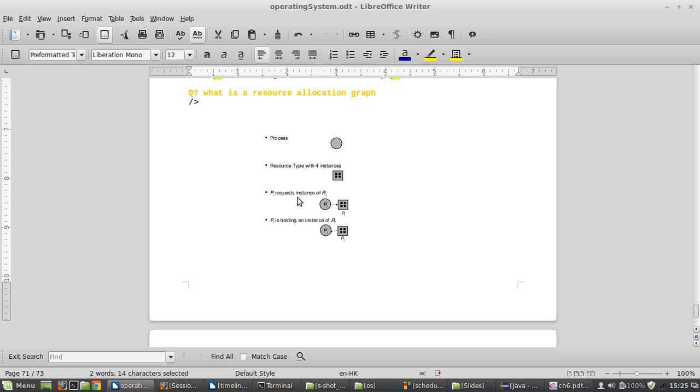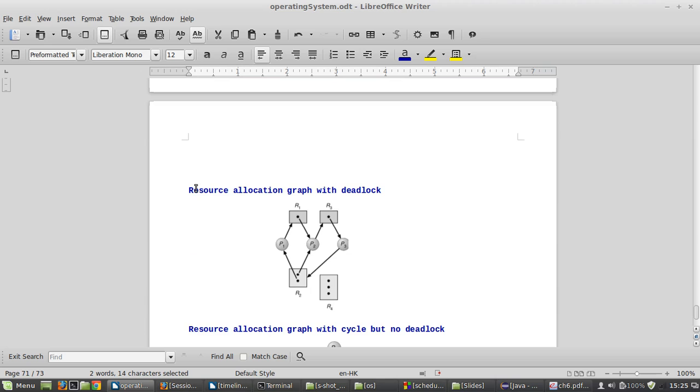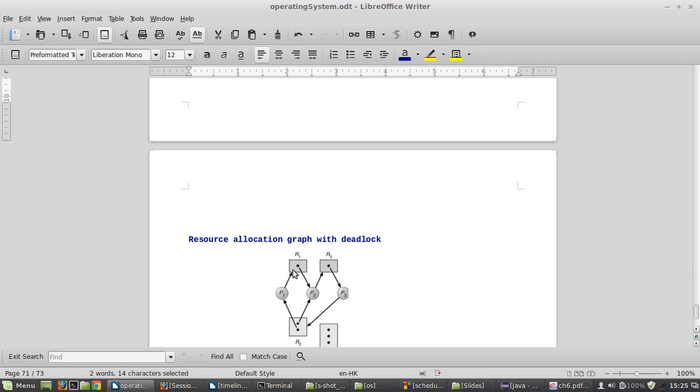Now for the index, you can see how the process is denoted by this symbol, whereas a resource type with 4 instances is denoted by this, respectively. Process I, which requests an instance of Rj, is denoted by this symbol, whereas process J holding an instance of Rj is denoted by this particular symbol. Now if you check out the graph, this is a resource allocation graph with a deadlock.